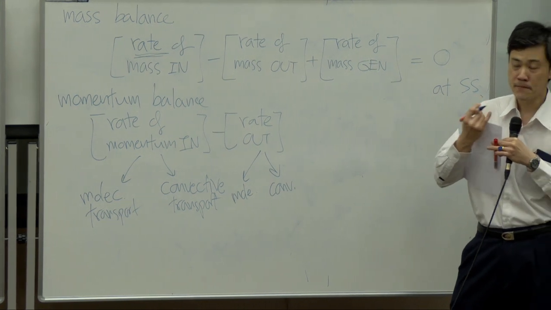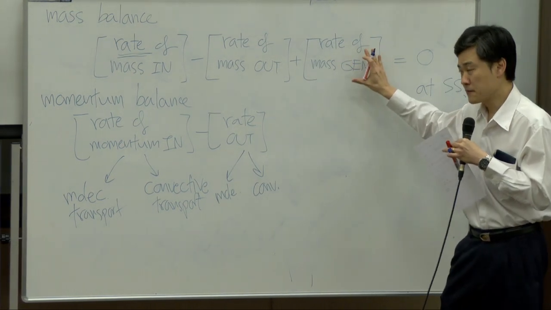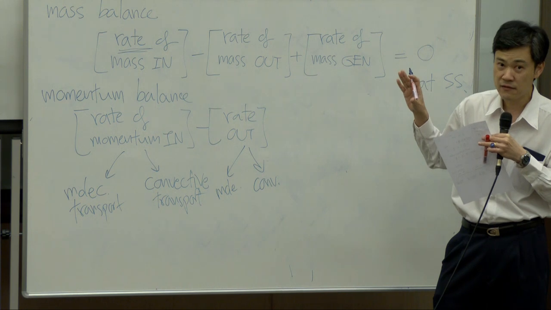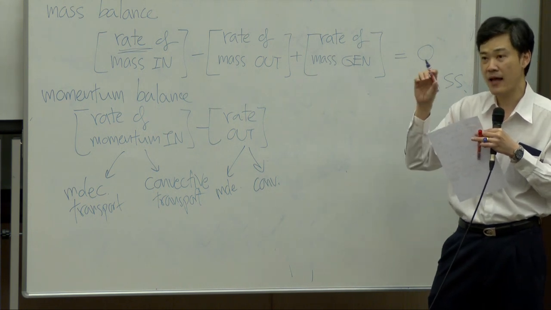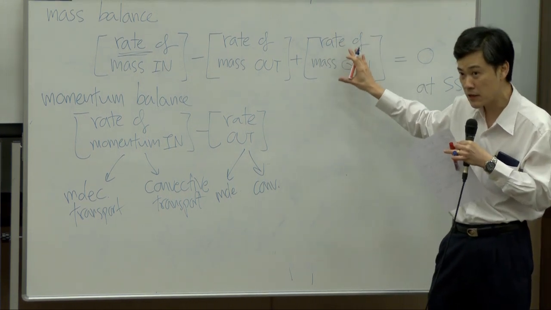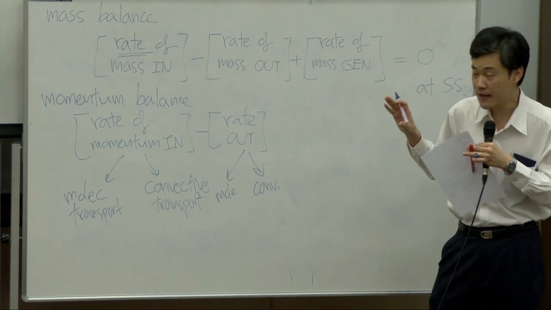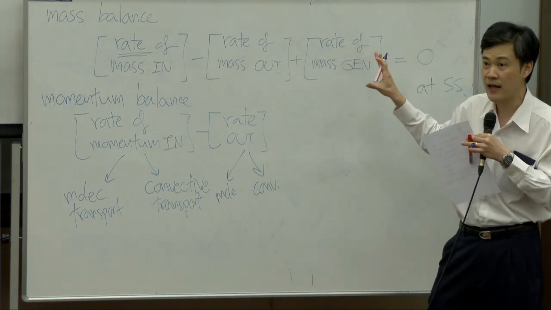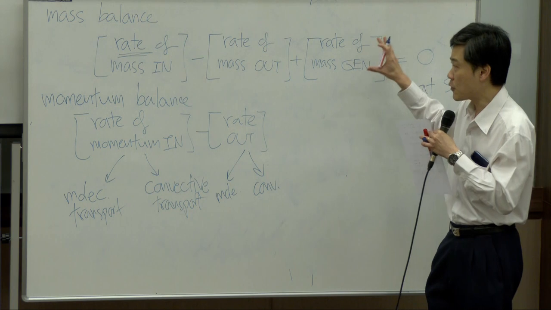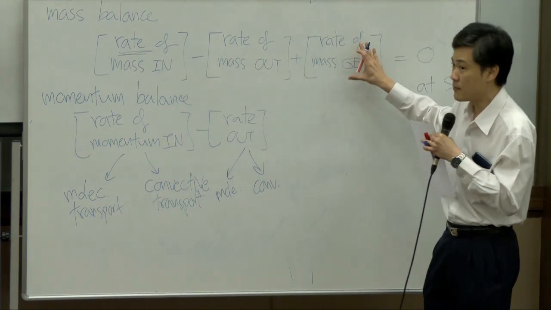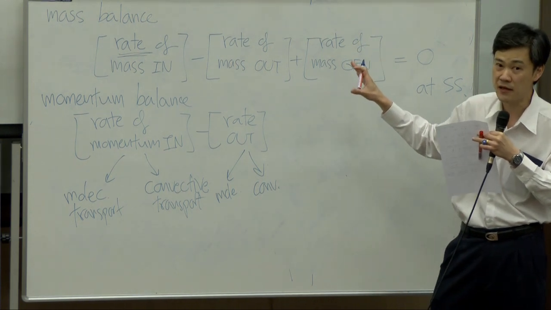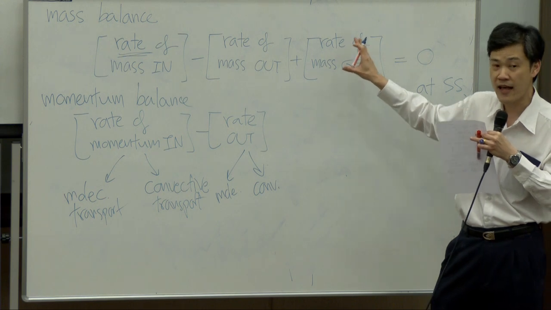Okay? Now, the third term. For mass, you can generate mass if you look at component mass balance, like you have A and B, and A is consumed or generated by reaction. The generation term by means of reaction will be included. If you look at overall mass balance, this term will be zero because we cannot create mass, right? If you consider component balance, this term is the generation rate, how fast your species is generated by means of reaction. You just add this term up.